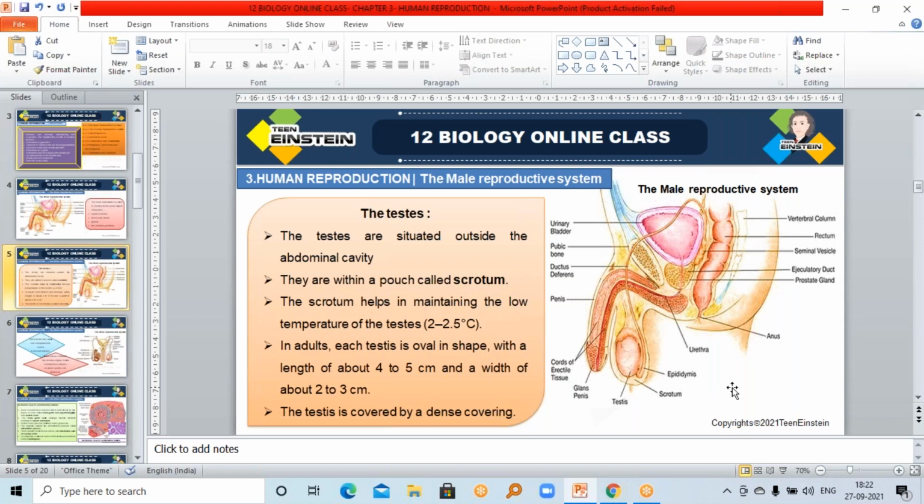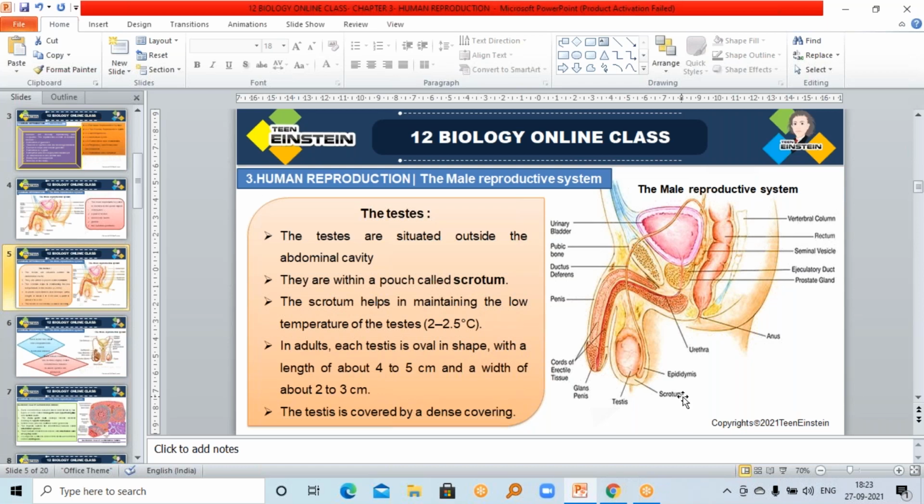Human body temperature is high compared to the temperature of the testis. Inside the scrotum, the testis is able to maintain a temperature around 2 to 3 degrees centigrade lower than the normal body temperature. This is the ideal temperature for sperm development. Why is it maintaining a low temperature? Because that is the ideal temperature for the development of sperm. Got it?